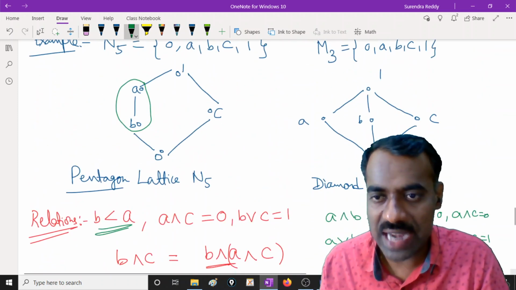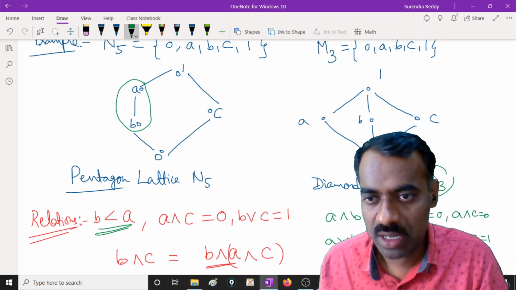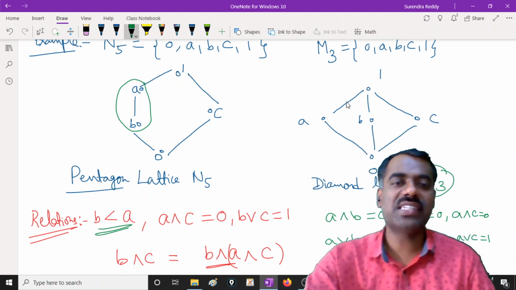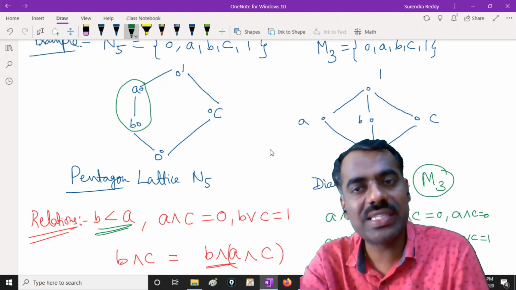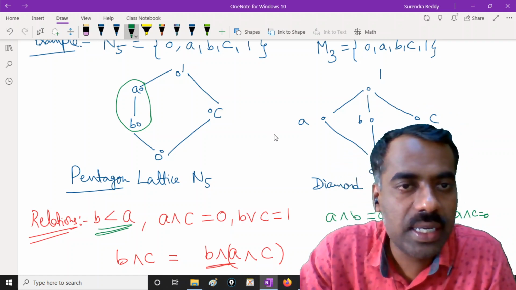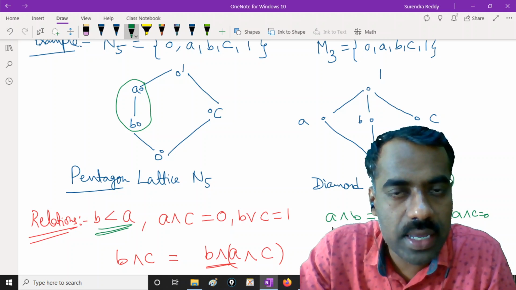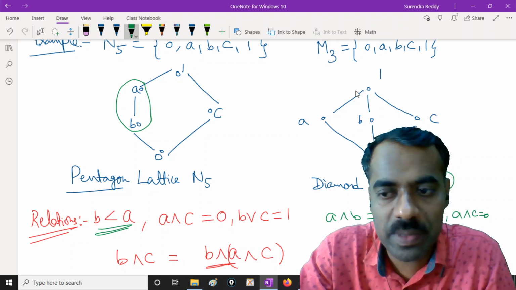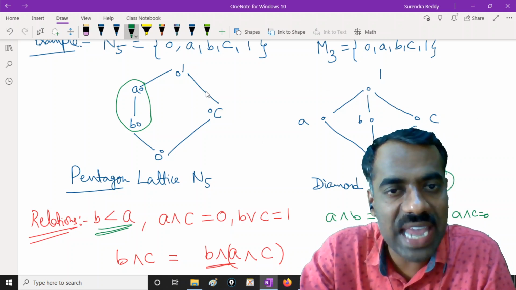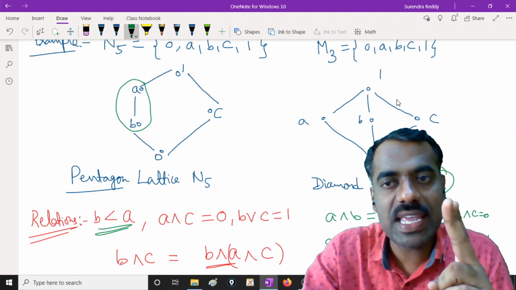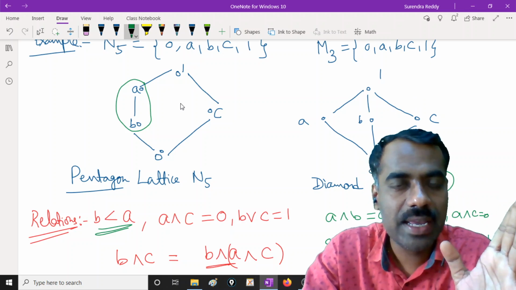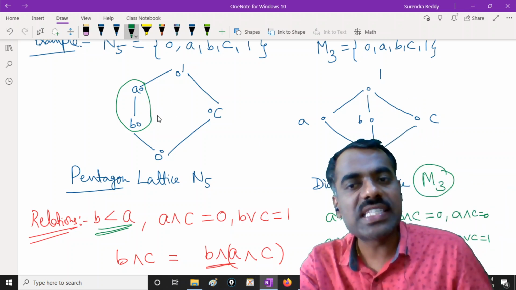This is the diamond lattice, which we denote by M3. These are the two important lattices which you will see again and again when you are giving counter examples and so on. Whether these two examples are clear, the diagram representations, one is N5, the other one is M3. What you should understand here is both have 5 elements, but their relations are different.